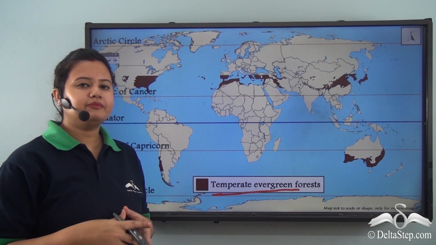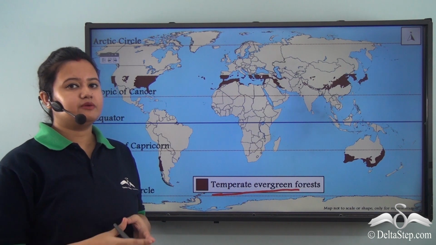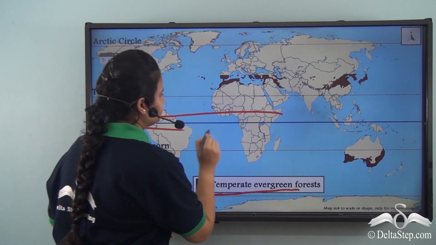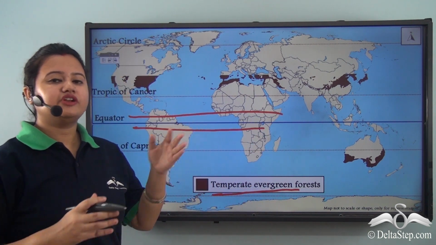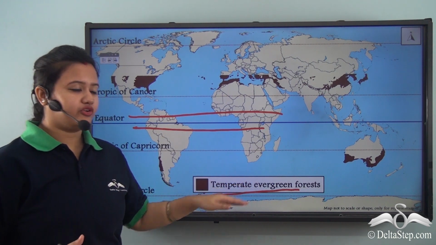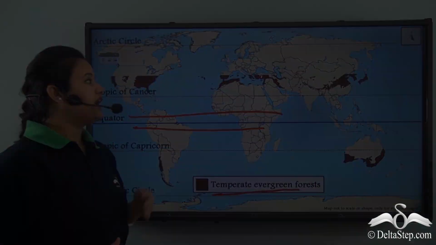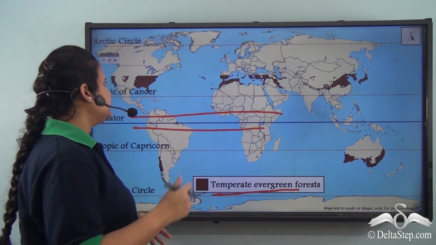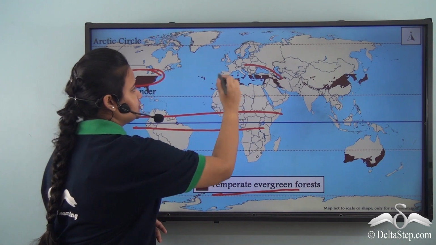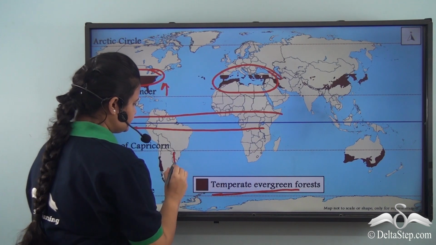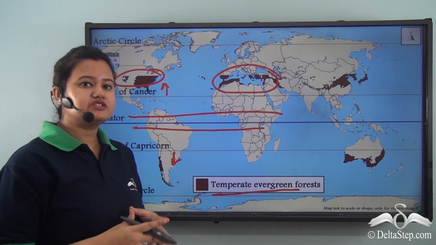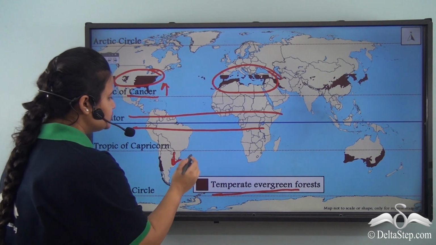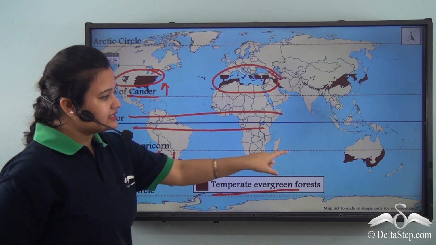Now, I hope you all remember that in our previous lesson, we discussed the evergreen rainforests that are found in the equatorial region. Now, apart from these evergreen rainforests, another type of evergreen forest is found in the temperate zone. In this map we can see that these evergreen forests are located mainly in the mid-latitudinal coastal regions just beyond the tropics. That is, these evergreen forests are located to the north of the Tropic of Cancer in the northern hemisphere and to the south of the Tropic of Capricorn in the southern hemisphere.